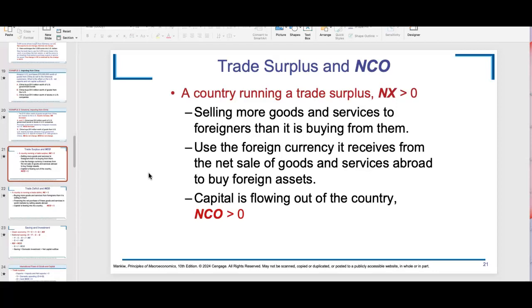So if a country is running a trade surplus, we're selling more goods and services to foreigners, right? We can use the foreign currency it receives for net sales. So the money is changing hands. The exports are going out, and we're receiving all those foreign assets. The capital is flowing out of the country.